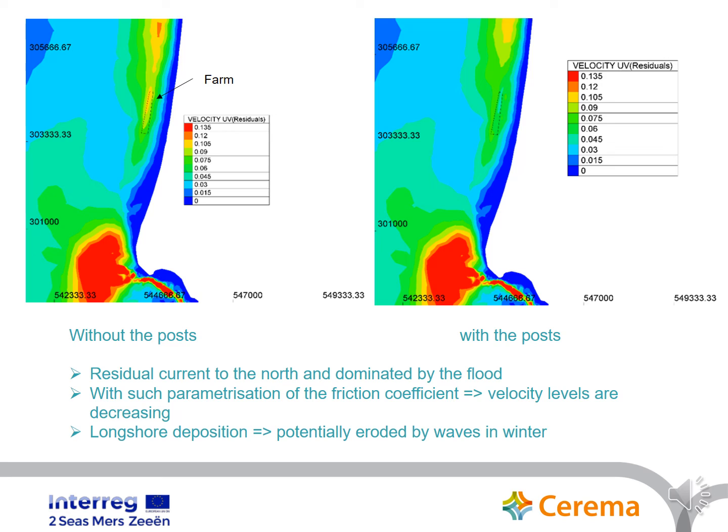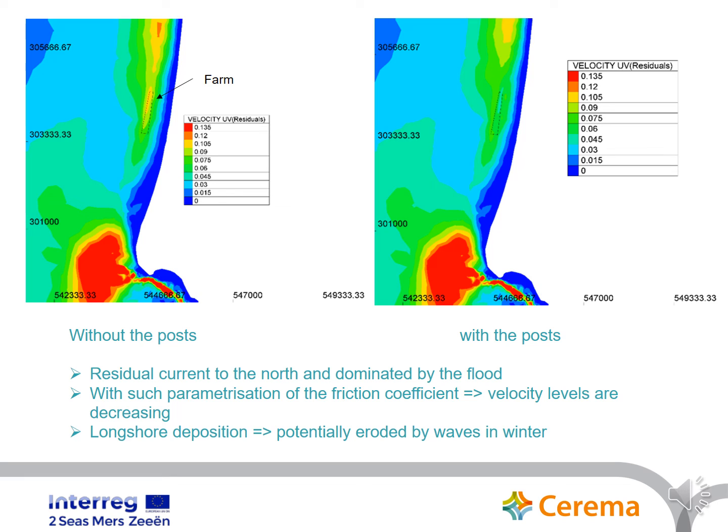Here are the results from the numerical model. You have two figures. We computed a neap-spring cycle of 15 days, and then we extracted the residual current. The residual currents are oriented from south to north, and they are dominated by the flood. On the left is the configuration without the posts, and on the right is the configuration with the posts. The location of the mussel farm is represented by the dotted line.